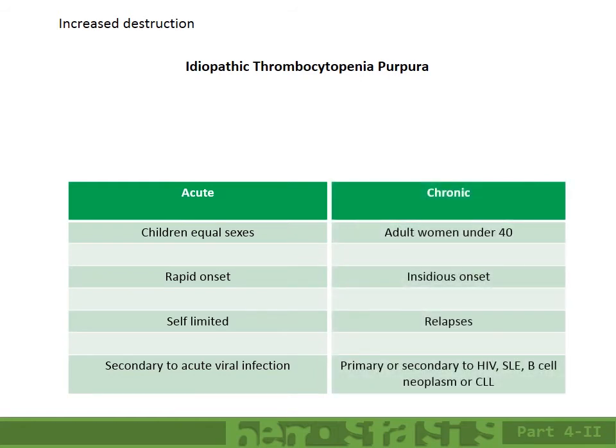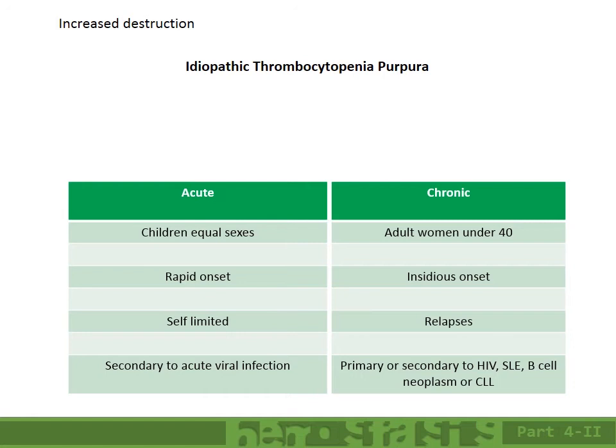Conversely, the chronic form of the disease tends to affect adult women under the age of 40 with a more insidious onset, so less rapid, less fulminant. It tends to have a more relapsing remitting course, where you have particularly worse times where the platelet count may be much lower, and other times where it may be normal or close to normal. So it kind of comes and goes. In some instances, acute ITP can convert to chronic ITP, but that's very rare.